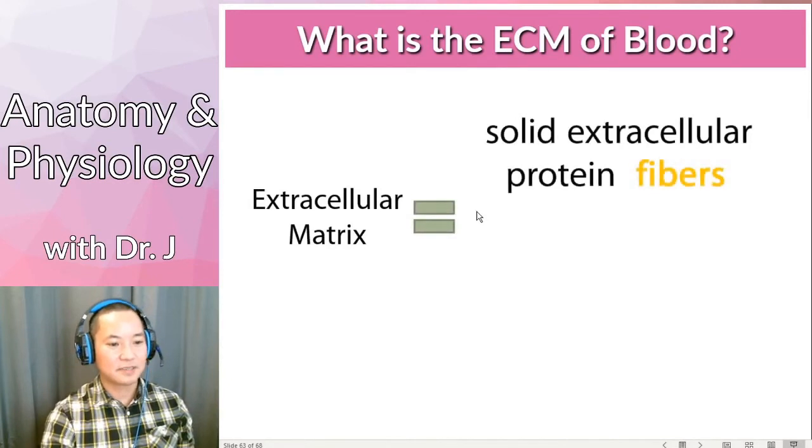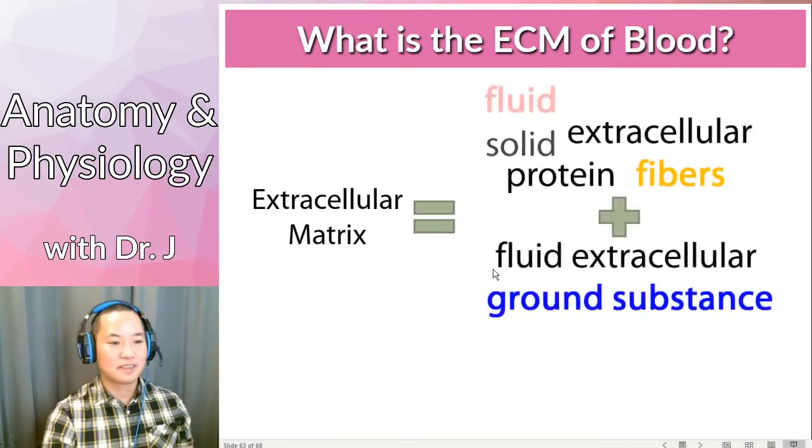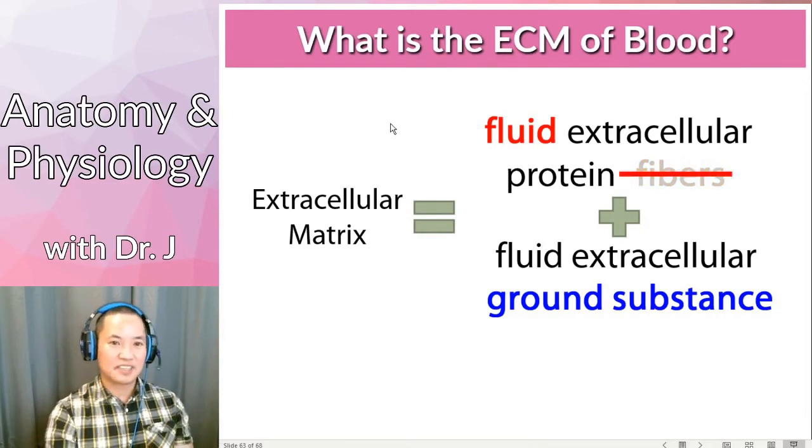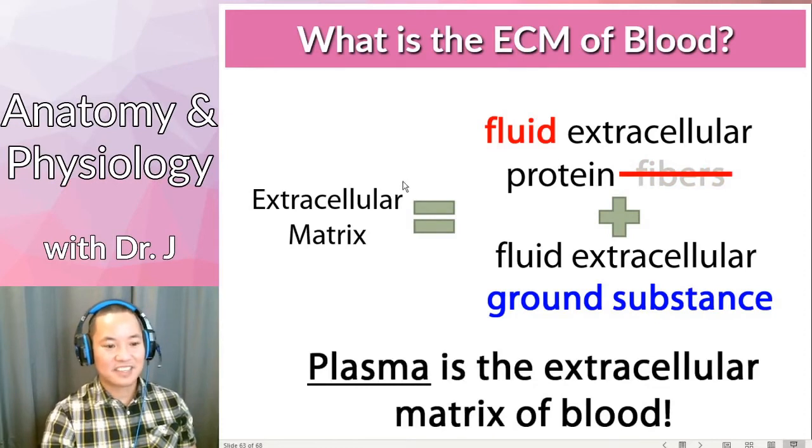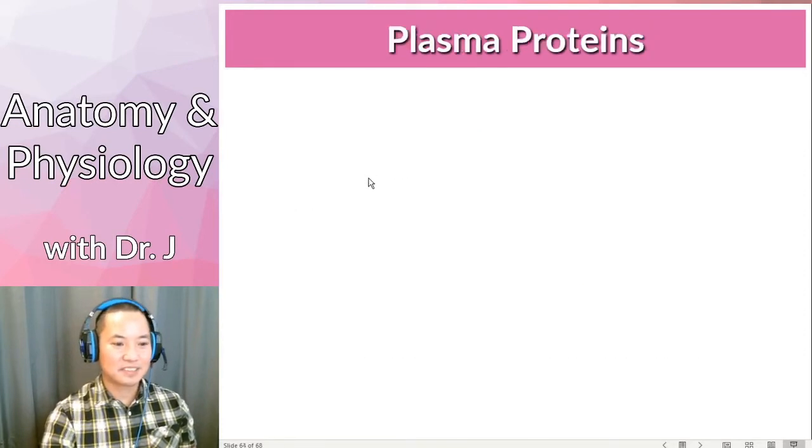Again, extracellular matrix is protein fibers plus some sort of ground substance, but in blood it's special. It's fluid extracellular proteins, and instead of being fibers, they're more like extracellular proteins that easily dissolve in water. So again, emphasizing, plasma is the extracellular matrix of blood.